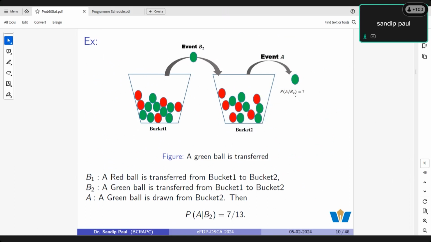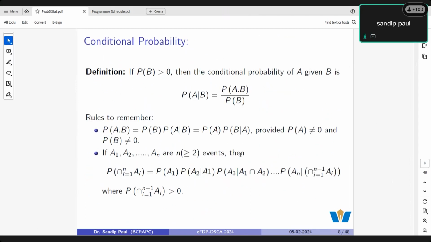So the probability of getting A when B2 occurred, that means the transfer of the green ball occurred earlier, so the probability of a green ball in that case will be 7 by 13 because the number of green balls is 7 now. So from this concept, we can define the probability of the event A happening when B occurred earlier as the probability of simultaneous occurrence of A and B divided by the probability of B. So A dot B denotes the simultaneous occurrence. They occurred at the same time, divided by P of B.